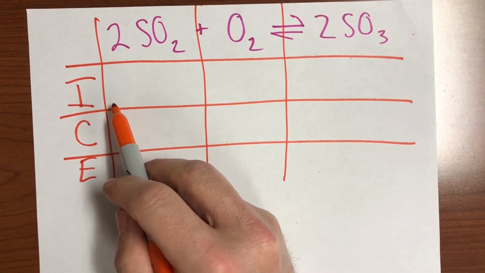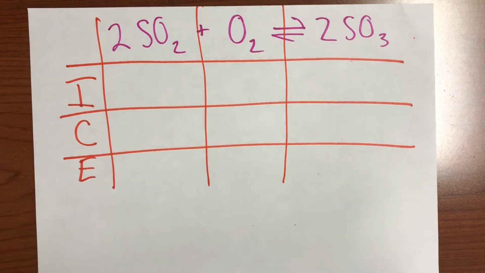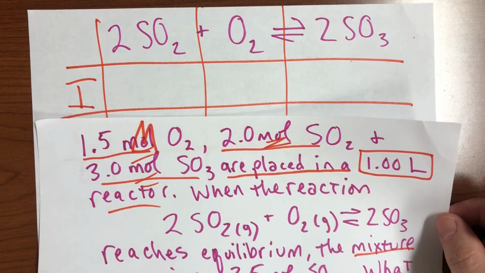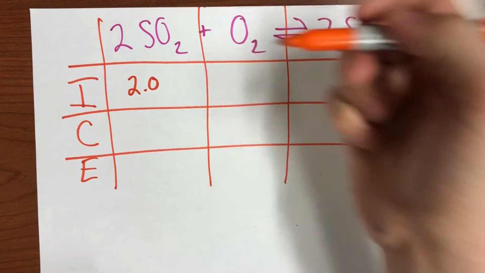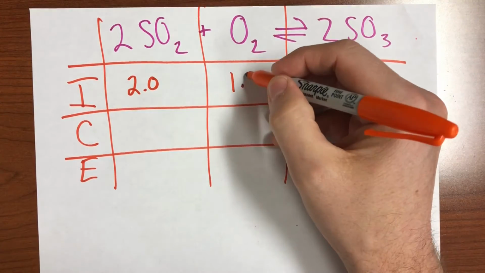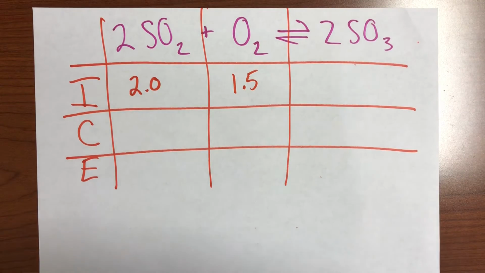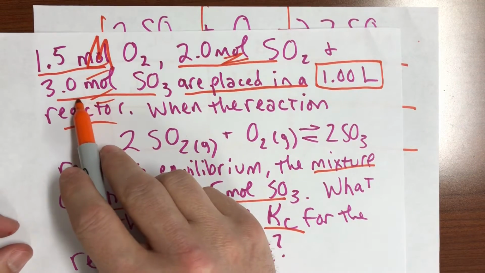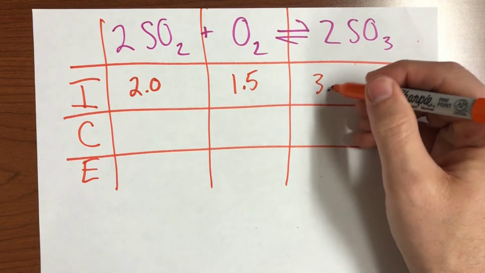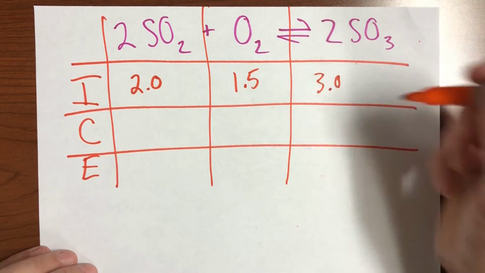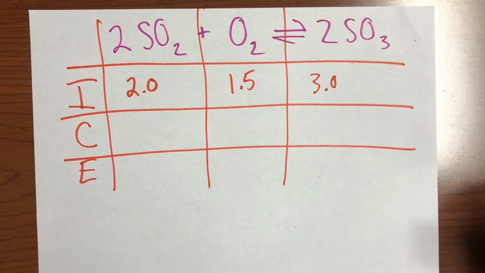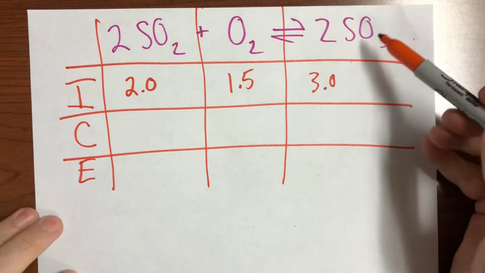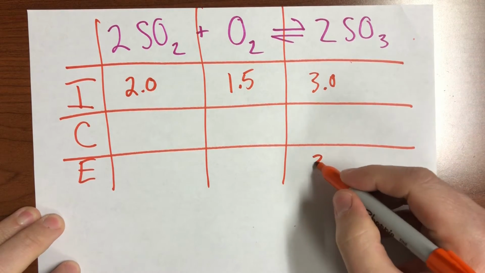Initially, if we go back to the problem, it said that the moles of SO2 was 2 moles, which is 2 molar because it's per 1 liter. The oxygen amount was 1.5, and the sulfur trioxide was 3. Those are our initial amounts. It doesn't tell us any of the changes, and it does tell us a little bit about equilibrium. It tells us that at equilibrium we have 3.5 moles of SO3. So we have 3.5 here.